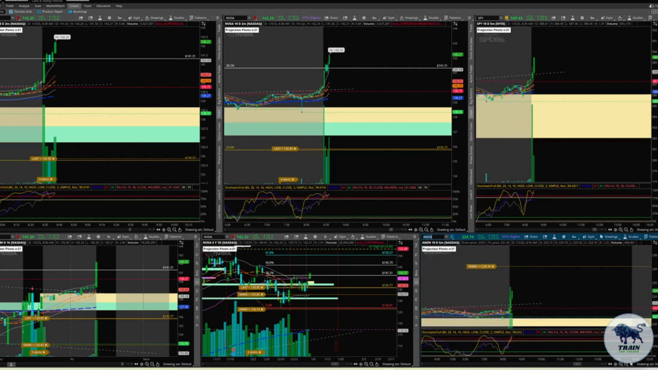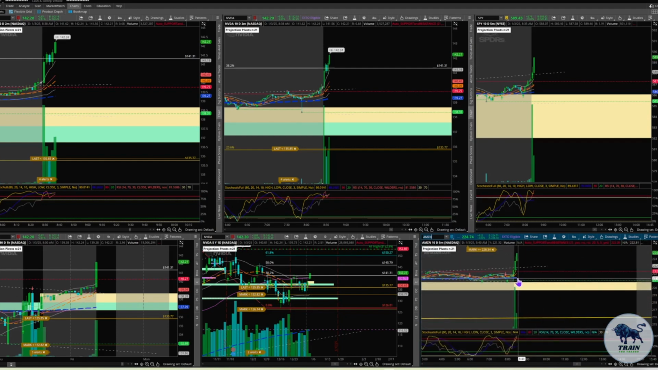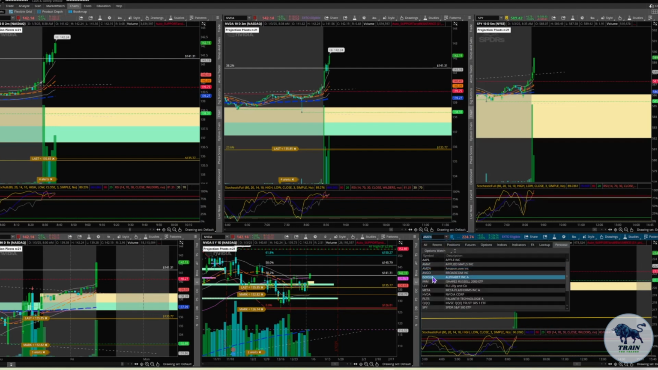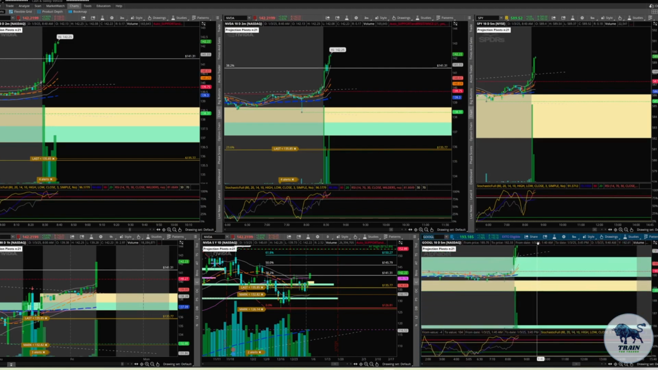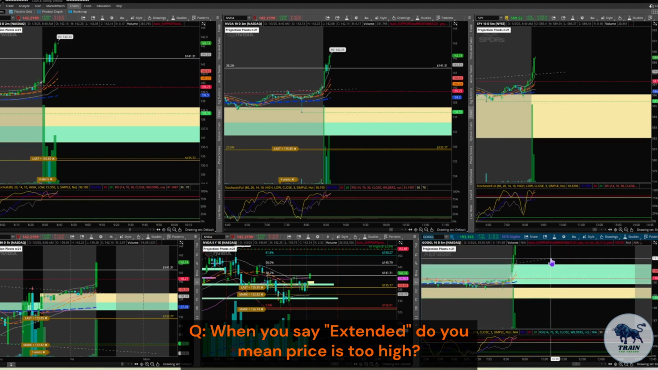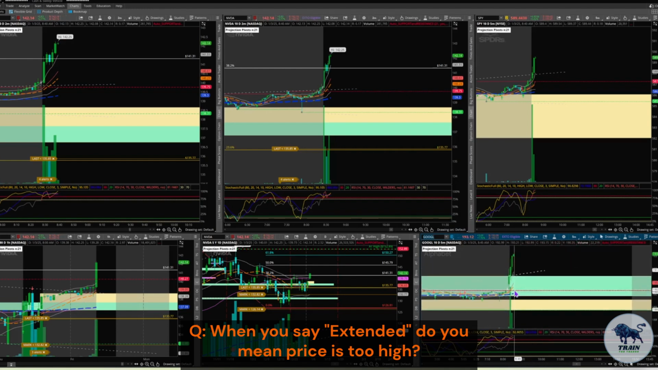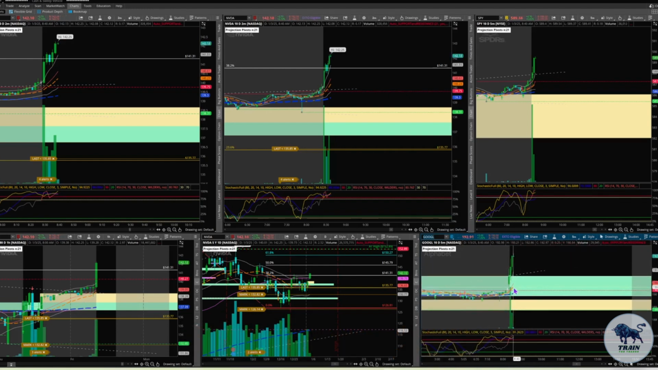Amazon, same thing as Nvidia, is taking off, so it's too strong. And that's the power of this 20 and 200. If it's away from both of those, then I already know I can't get in calls. It's too extended. When you say extended, that means too far away from my 20 and my 200.